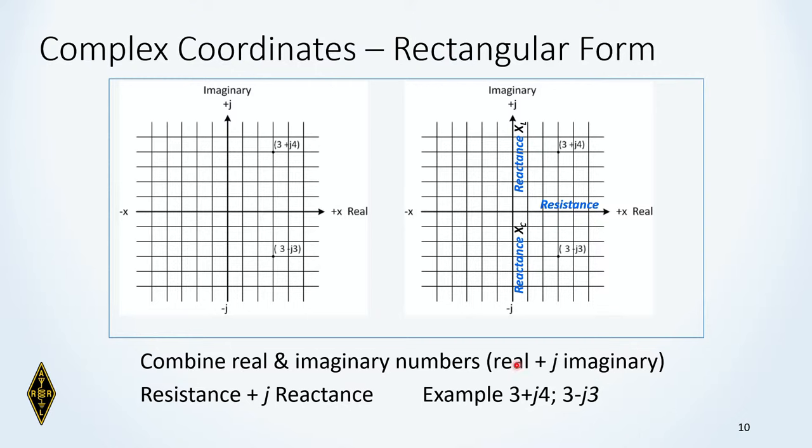So we're combining real plus imaginary. Here's an example. This would be 3 ohms of resistance, 4 ohms of inductive reactance because it's positive, corresponding to this point. And then the other example is 3 minus J3. So that would be 3 ohms of resistance and 3 ohms of negative or capacitive reactance. Never any points to the left because we don't have negative resistance.